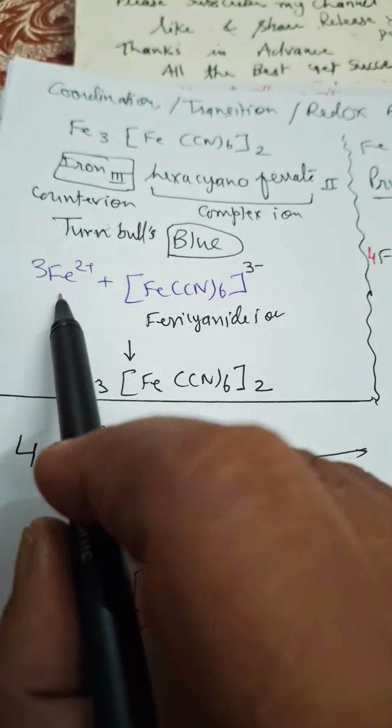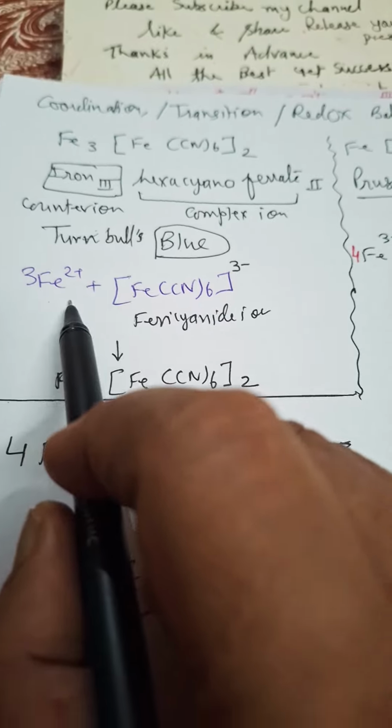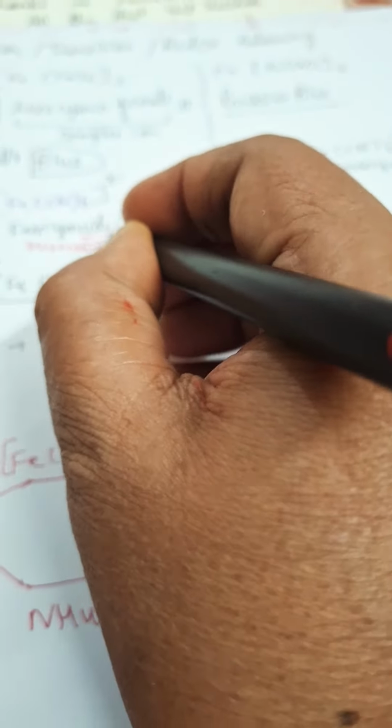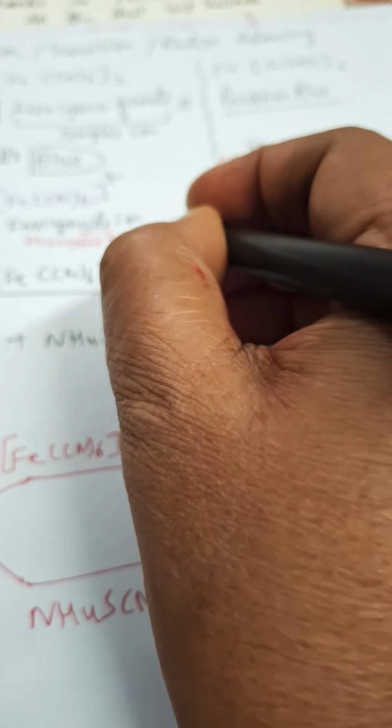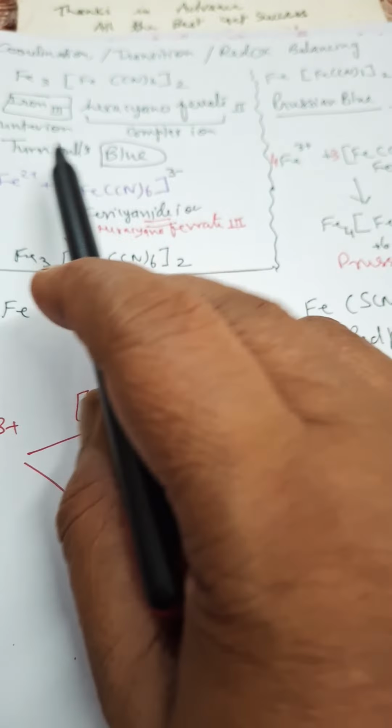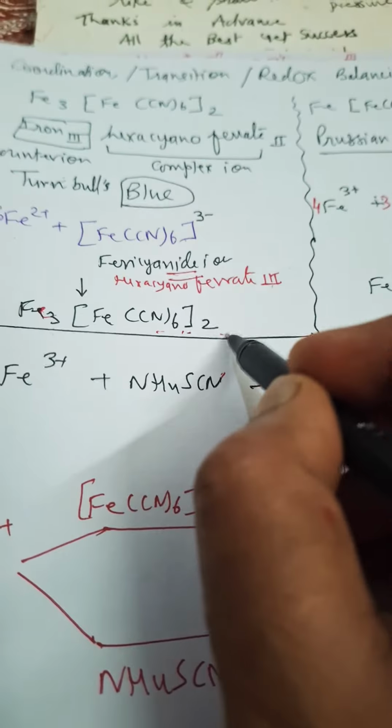This is Turnbull's blue. How is it formed? When Fe2+, thrice of Fe2+, reacts with hexacyanoferrate, this is ferricyanide, so hexacyanoferrate(III). Remember this thing. So here the hexacyanoferrate(III) ion will react with Fe2+, and we will get the Turnbull's blue colour compound, Fe3[Fe(CN)6]2. Remember this.